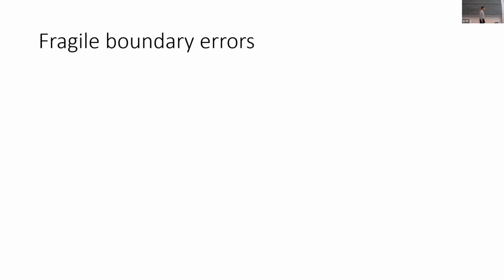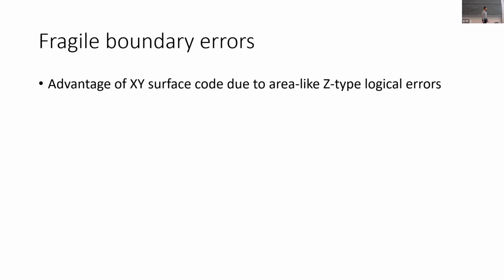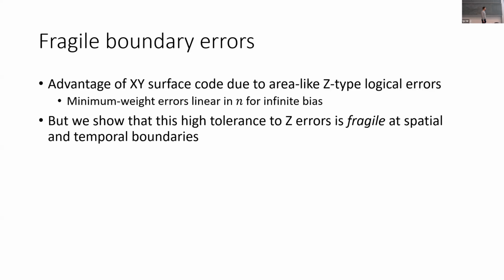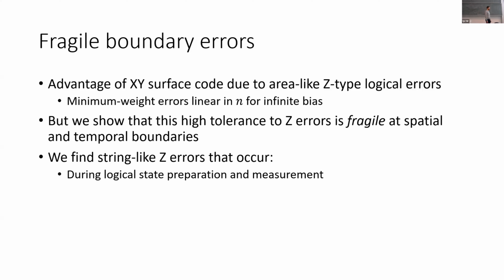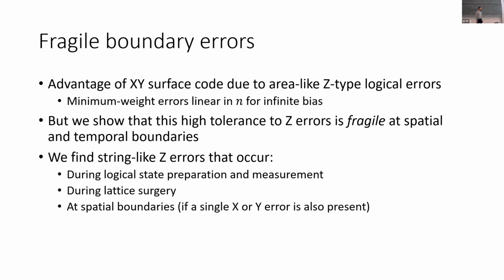So what about fragile boundary errors? The advantage of the XY surface code is due to the area-like Z-type logical error I told you about before, Z error on every single data qubit, which means that the minimum weight errors are linear in n for infinite bias. But we show that this high tolerance to the Z errors is fragile at spatial and temporal boundaries. And so we find string-like Z errors that can occur during logical state preparation and measurement, and during lattice surgery, and also at spatial boundaries if a single X or Y error is also present.